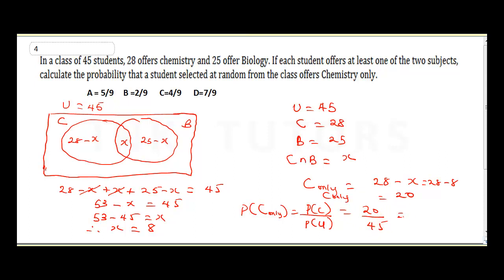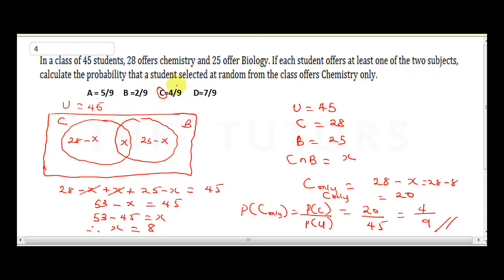What can divide through here? I think 5 can divide. So 5 into 20 is 4, and 5 into 45 gives us 9. So our final answer is 4 over 9. So the correct answer here is C. So we are going to mark our C.